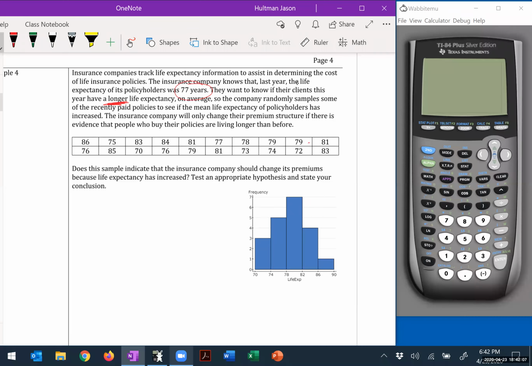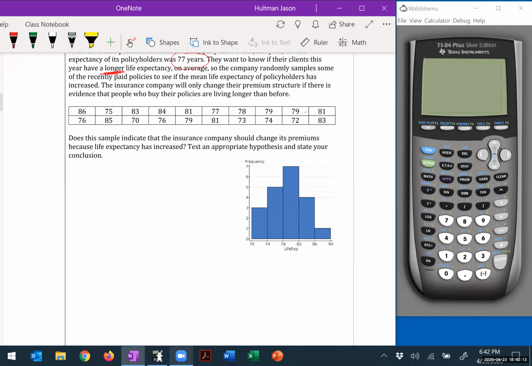I'm going to use the data feature of my calculator. It says, does the sample indicate that the insurance company should change its premiums because life expectancy has increased? Test an appropriate hypothesis and state your conclusion. They give me a histogram there, which we don't really need. We're going to use an alpha of 0.05 to test against.